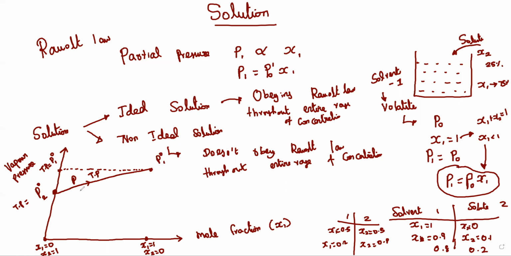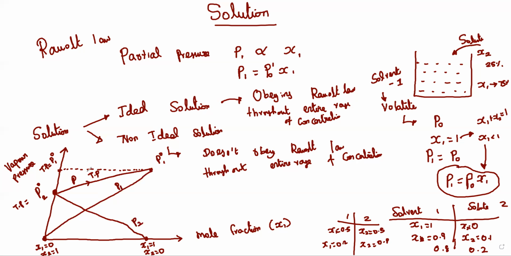Now, if I draw the graph for partial pressure: if x1 is equal to 0, its partial pressure must be equal to 0. If x1 is equal to 1, its partial pressure must be equal to P1. So this is the partial pressure of first component. And if x2 is equal to 1, the partial pressure of second component must be equal to P2. If x2 is equal to 0, the partial pressure of second component is 0.